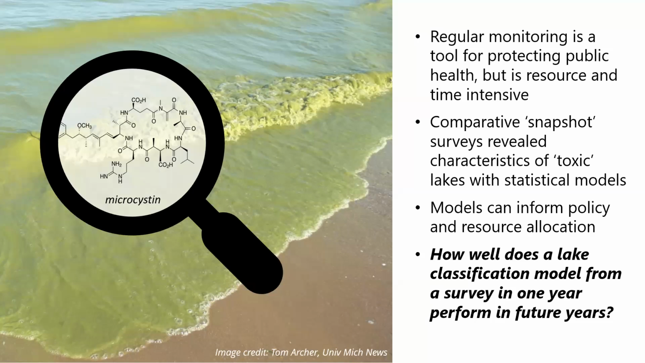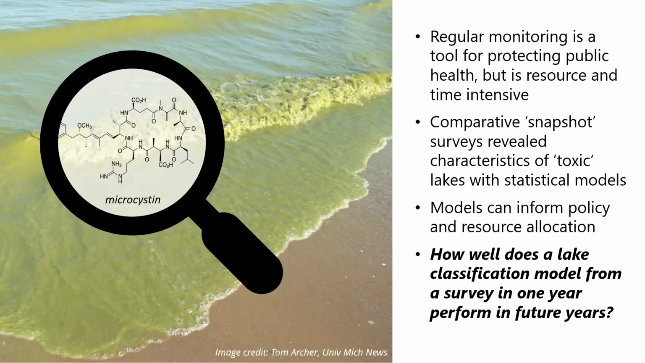And so there is a need to be able to streamline or make more efficient where we're allocating our resources in terms of toxin monitoring, so that it can have the most protection for public health. And so one strategy that's been taken is using comparative snapshot surveys.